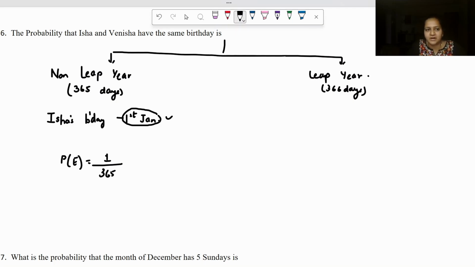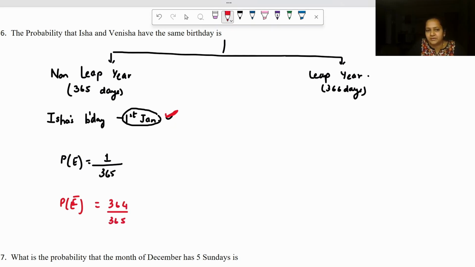But on the same, it's not part of the question, but if we think, what is the probability that Isha and Venisha have different birthdays? Then leaving this date of 1st Jan, she'll leave out this. Then how many days does she have? If she is born on any other day other than 1st Jan, that means out of 365, she has an option for 364 days. So in that case, we'll write probability of not the event. Not event means she's not having the same birthday, would be 364 out of 365.